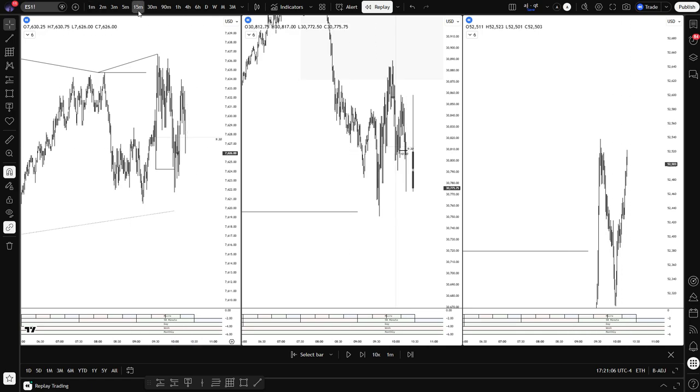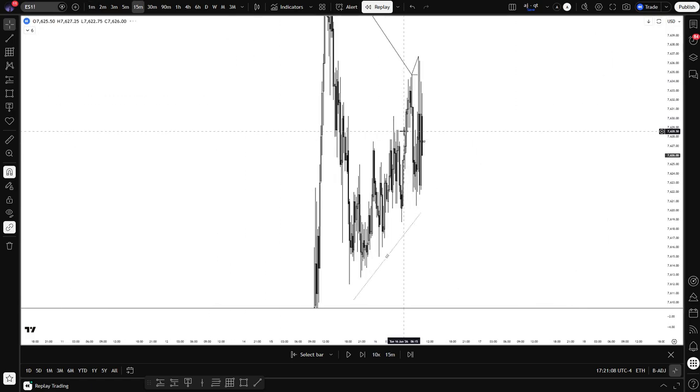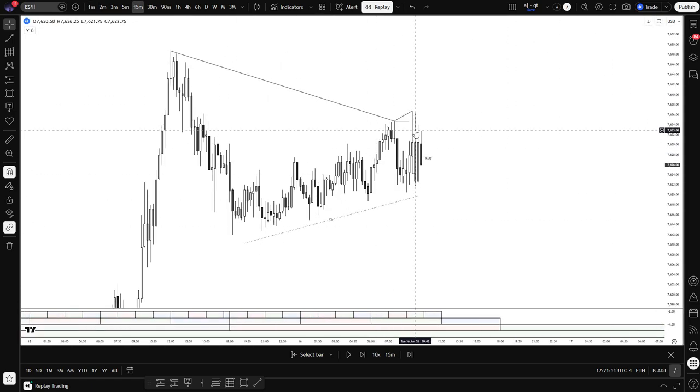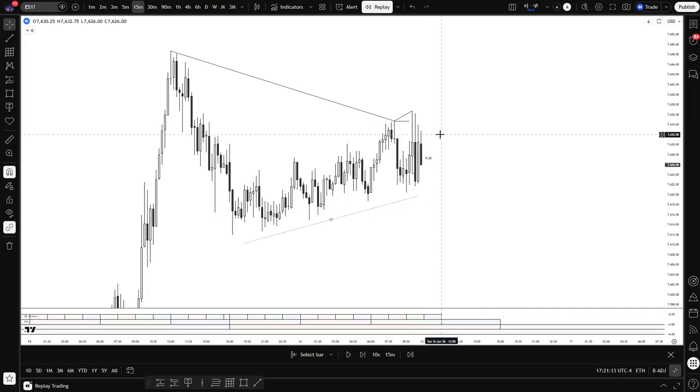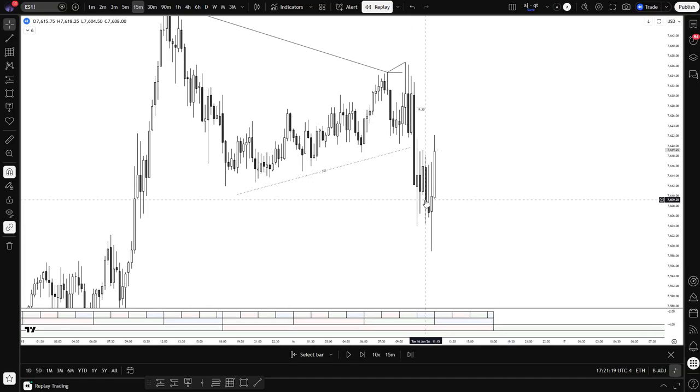Obviously, we have all these great targets on ES, two-stage tracking correlation. We have manipulation higher. All assets are ready to distribute, and that's what happens. We just dump lower.